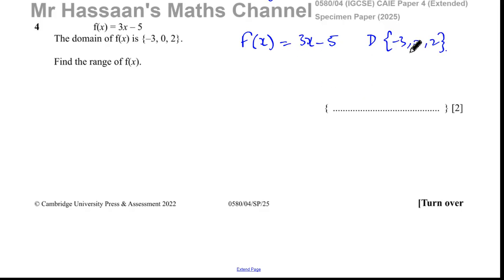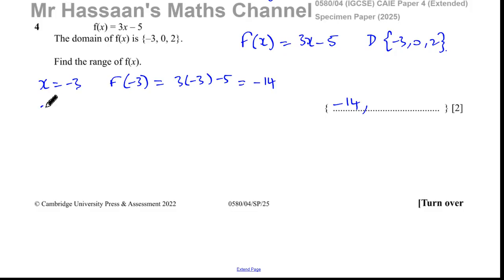Now, if you want to find the range of the function, you've got to find what comes out of the function. So when x equals negative 3, what comes out is when you replace the x with negative 3. So you have 3 times negative 3 minus 5, which is going to give you minus 9 minus 5, which is minus 14. So that is one of the values or elements of the range. The range is the output of the function.